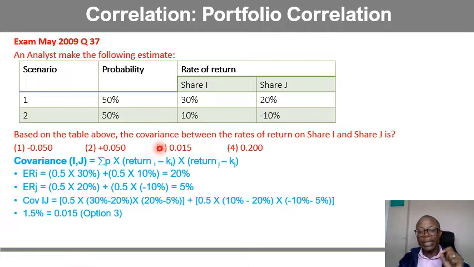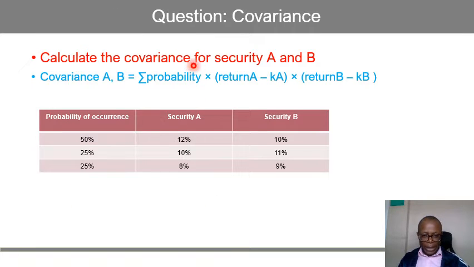It's never enough until you do your own question. So let's go to the next slide to do your own question, which is to calculate the covariance of security A and B, and you are given the formula here. Pause the video and attempt it on your own. The only difference here is we have 3 scenarios, 50%, 25, 25. So the first step, remember, you calculate expected return. Pause the video, attempt it, and then you can go to the next slide to see if you got it right.